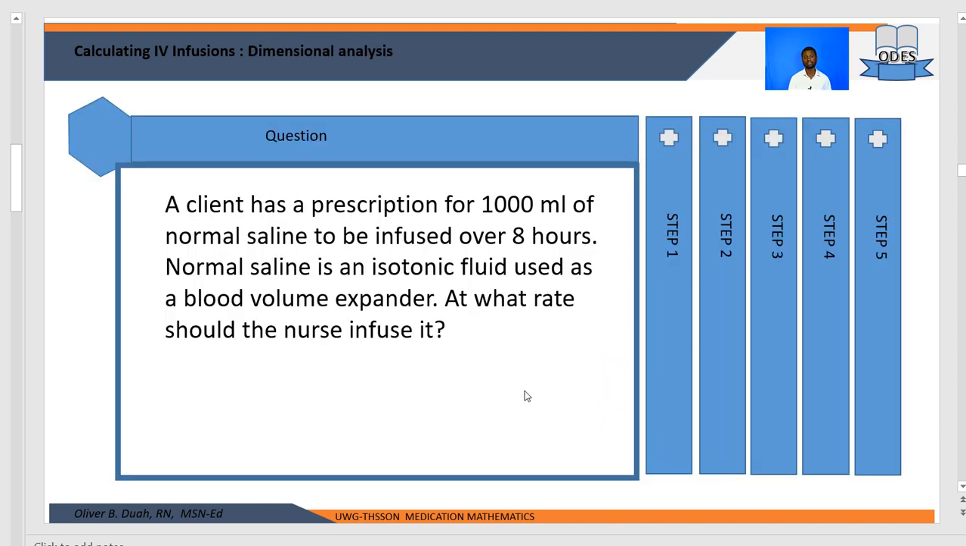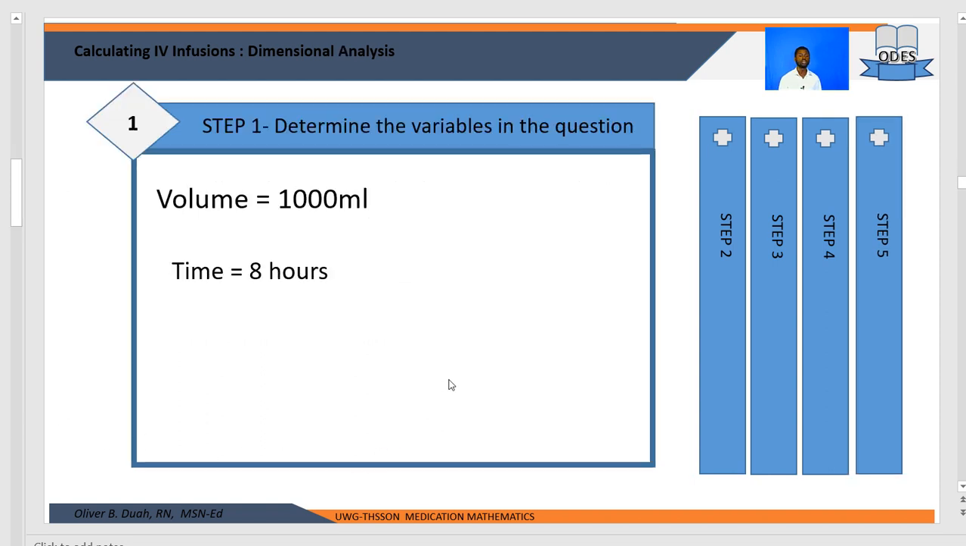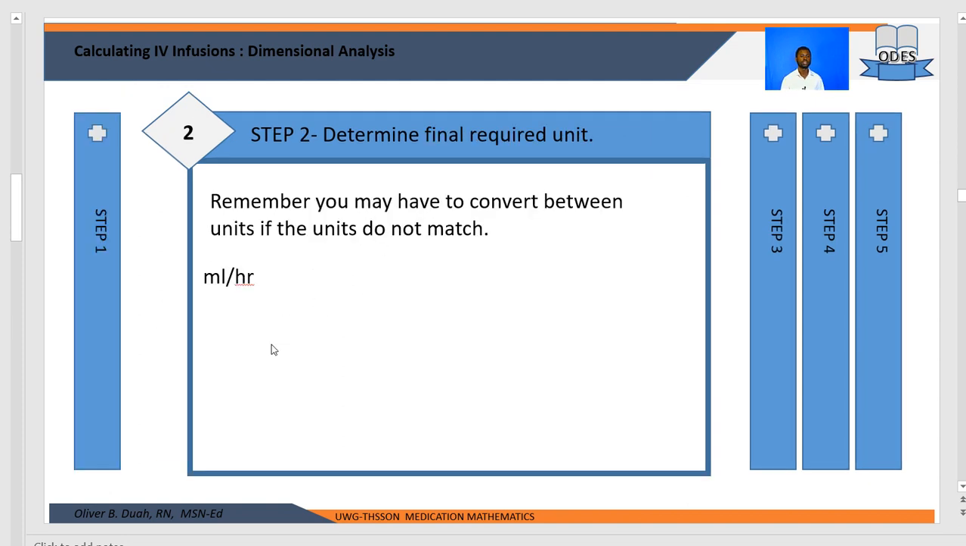Let's do another example using the same question, but a different method. Okay, so we still have to determine the variables in the question, which is our volume and time. And we have 1000 ml for our volume and 8 hours for our time. Then we have to determine the final required unit, which is ml per hour.